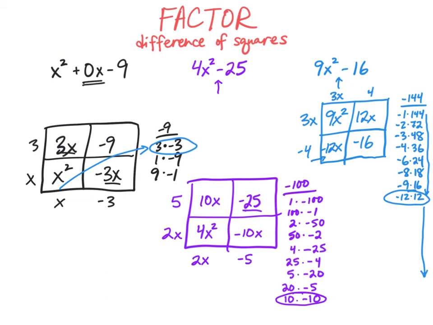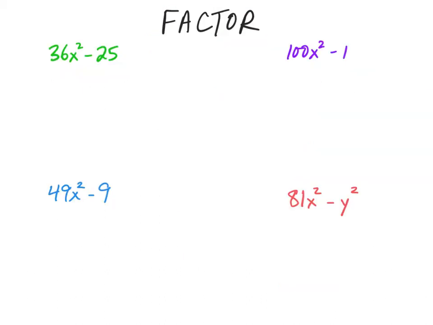Cool, so I'm going to go ahead and use that strategy on a couple of trickier problems. Let's take a look at the green problem. 36x squared, okay, that's a perfect square. 0x in the middle, that is the key. And then it's a difference, it's minusing another perfect square. So it's a difference of perfect squares. We are ready to go right to our answer. We don't need that box method anymore.